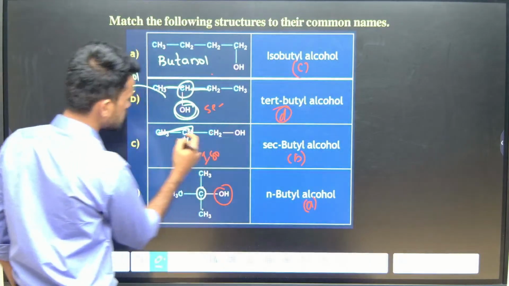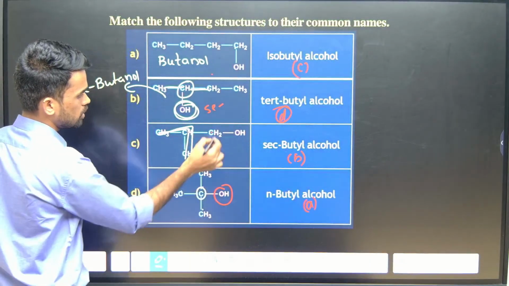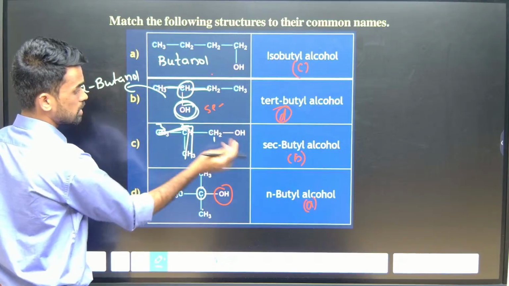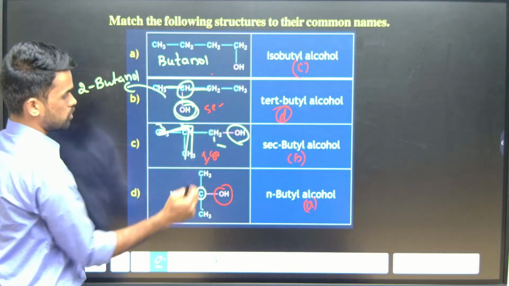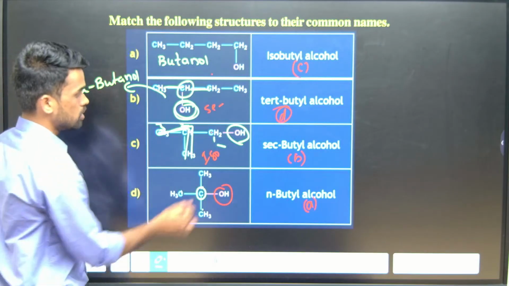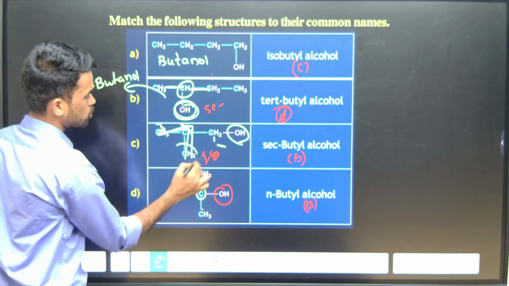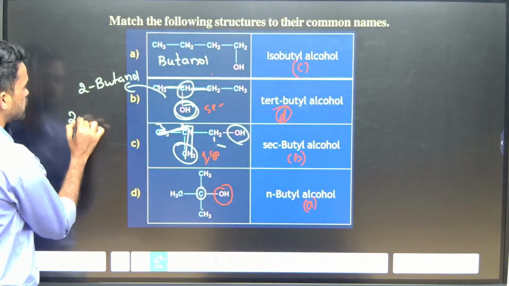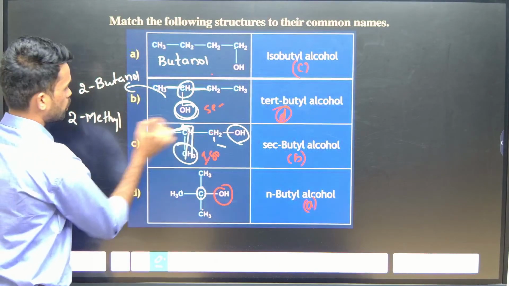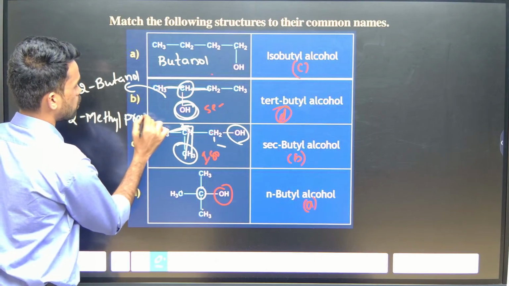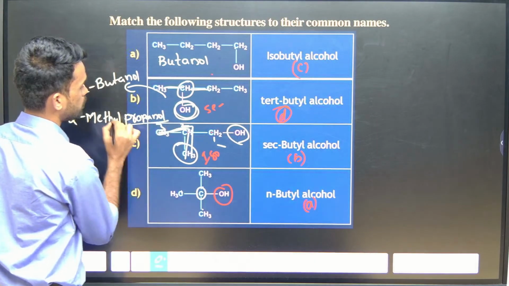And what about this? See, identify the straight chain. 1, 2, 3. I am numbering from here because our principal functional group is at this carbon only, so it should be given the least number. So 1, 2, 3. At second position a methyl group is there. So 2-methyl propanol. This is the IUPAC name of the compound.